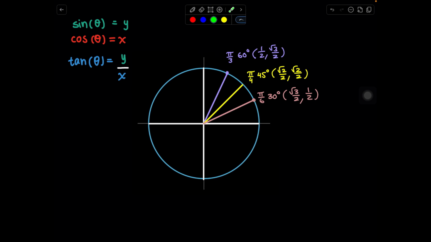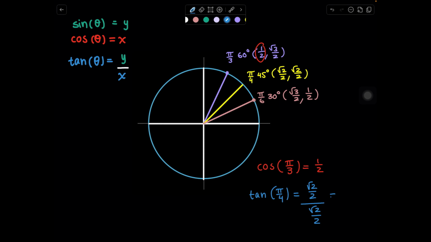Once you memorize these, you can solve questions like this. If they ever asked you, what's cos of pi on 3? Well, if you know the x coordinate there, you can immediately say a half. Or if they asked you, what is tan of pi on 4? If you know the coordinate here and here, you know that it's y divided by x. And what's root 2 divided by root 2? Well, it's the same number divided by the same number, so it's 1. So you can see how useful this can be.